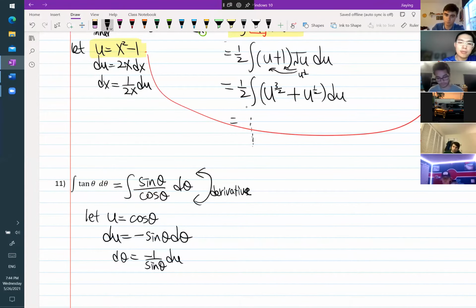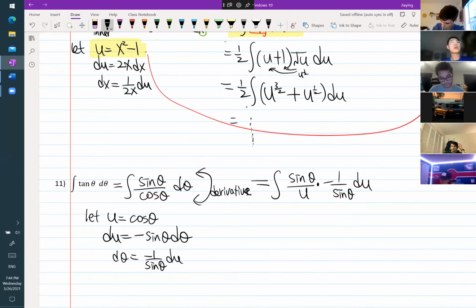And then I'm going to rewrite the integral. So that becomes the integral of sine theta over u times d theta, which is negative 1 over sine theta du. And the good thing is that sine theta goes away in this process. We just end up with u left. So we get negative integral of 1 over u du. And if you recall one of the common integrals, the integral of 1 over u or 1 over x gives us natural log. So we get natural log.